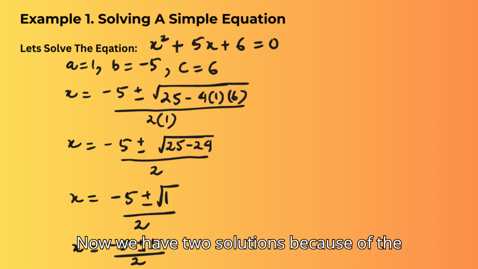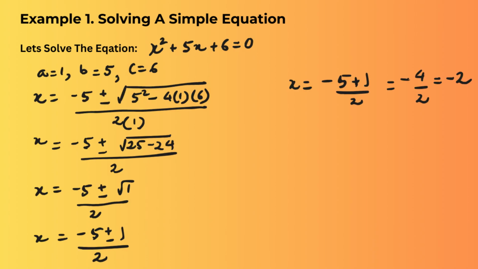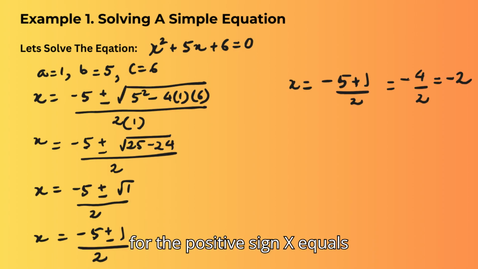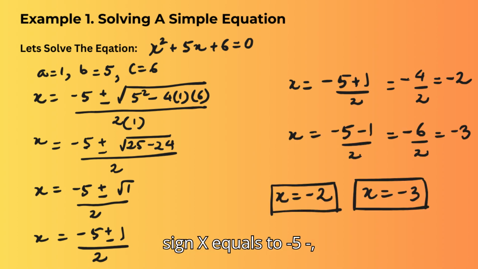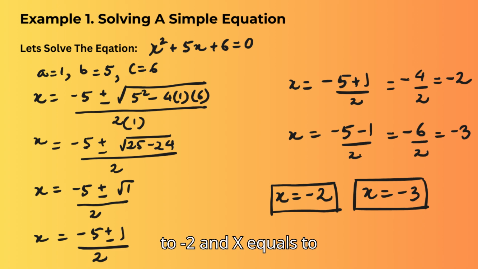Now we have two solutions because of the plus minus sign. For the positive sign, x = (-5 + 1)/2, we get -4/2, which is -2. And for the negative sign, x = (-5 - 1)/2, which is -6/2, which equals -3. So the two solutions are x = -2 and x = -3. That's it.